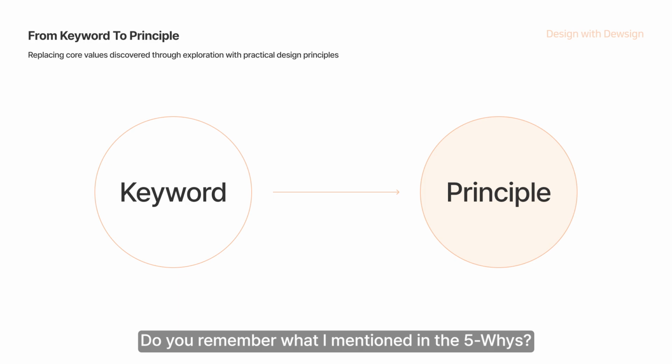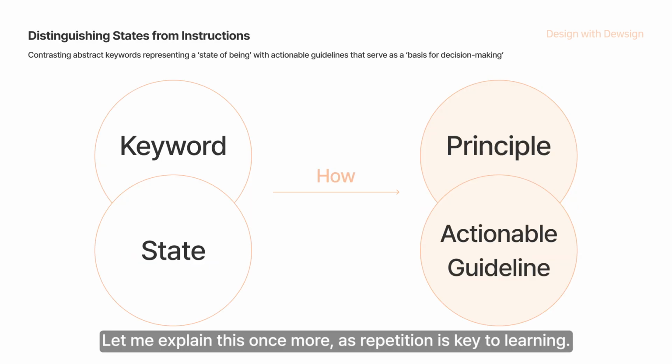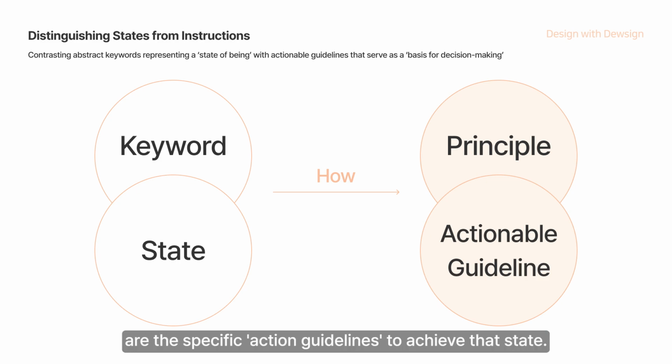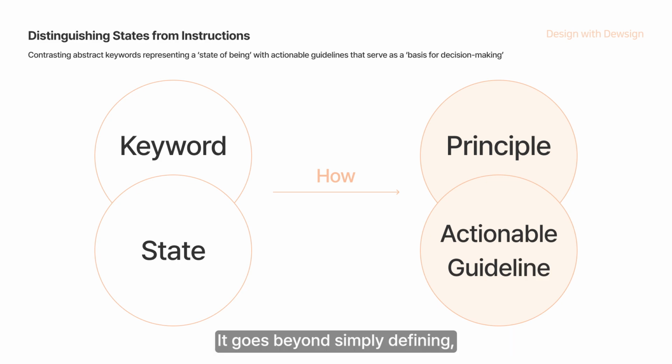Do you remember what I mentioned in the 5 whys? I said it is essential to transform keywords into principles that team members can see and act upon immediately. Let me explain this once more, as repetition is key to learning. If the keywords we derived represent the essential state we aim for, then principles are the specific action guidelines to achieve that state. It goes beyond simply defining, our service should be like this, and provides a practical guide. Therefore, we must act this way.